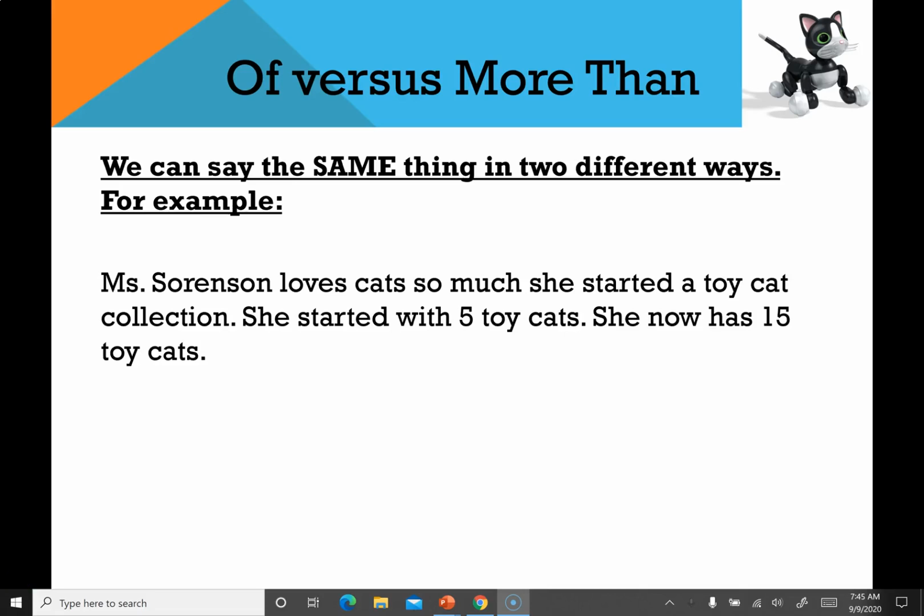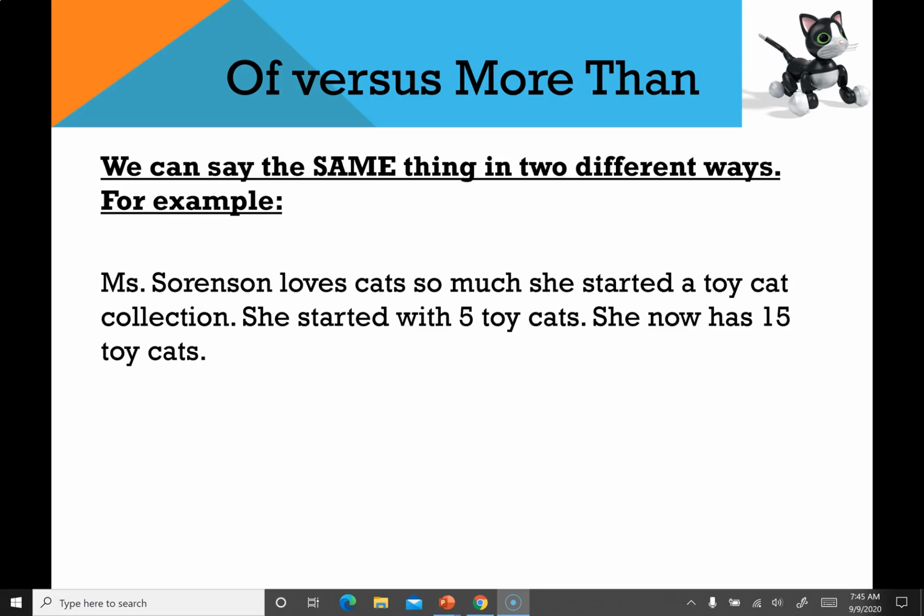All right, let's go ahead and tackle the topic of "versus more than." This is a topic that is basically all about how we say something, and it changes the percent. So for example, we can say the same thing in two different ways. So let's look at this fact.